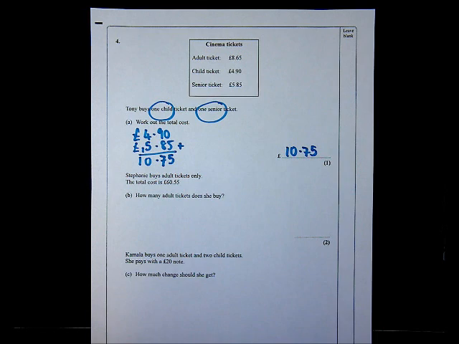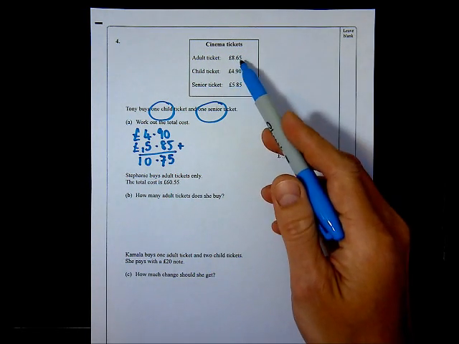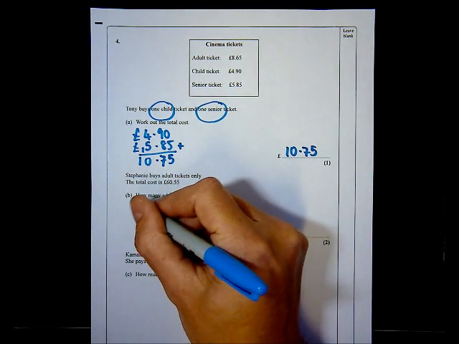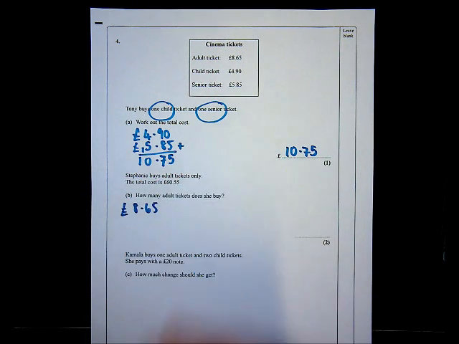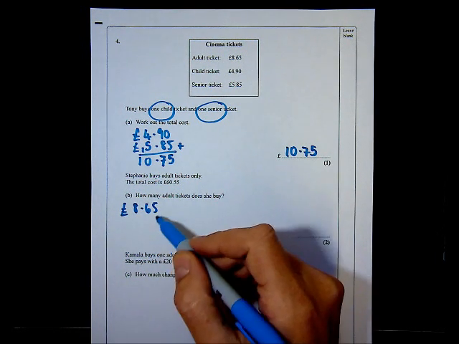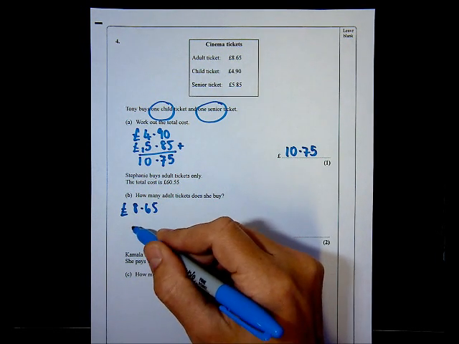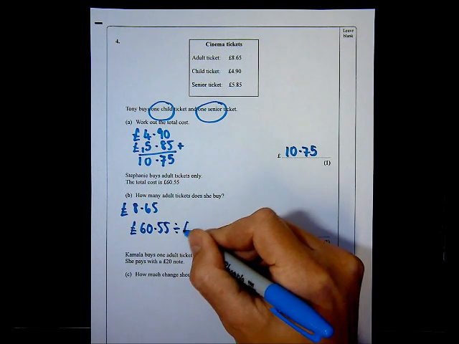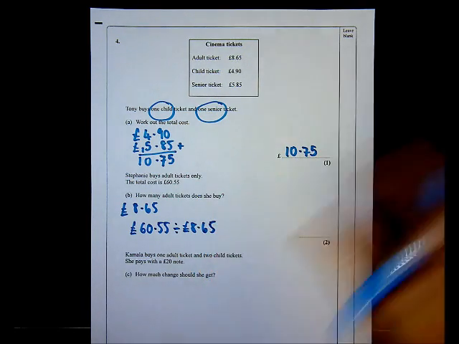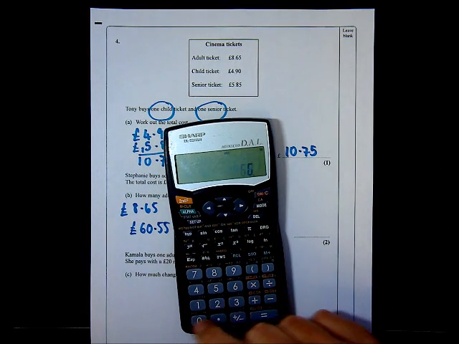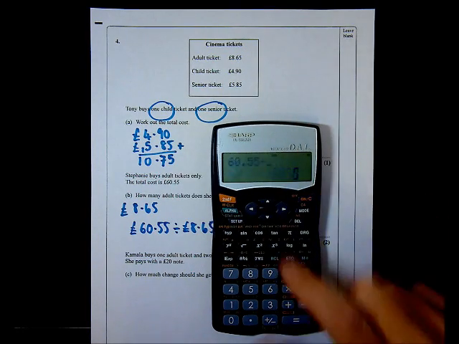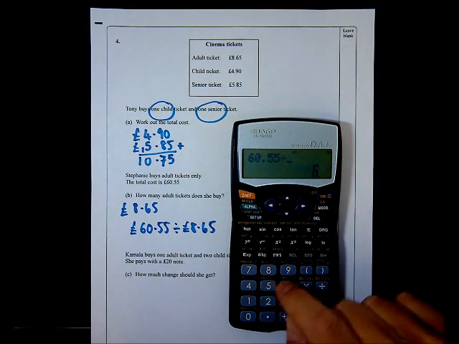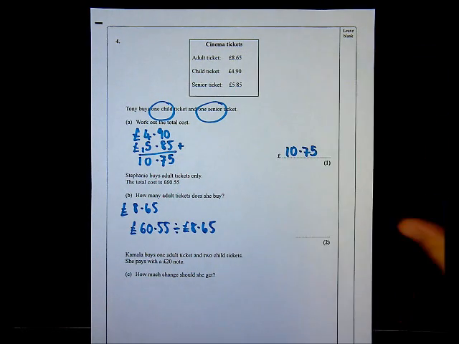On 4B, I'm told it's definitely adult tickets only, which are £8.65, so I know that they cost £8.65, and I'm told that she spends £60.55. So what I'm looking to do here is find out how many adult tickets she buys. Well, I'm needing to do the sum, 60.55 divided by £8.65, and that should tell me how many tickets she buys. So 60.55 divided by £8.65, and I get an answer of 7. So she buys 7 tickets.